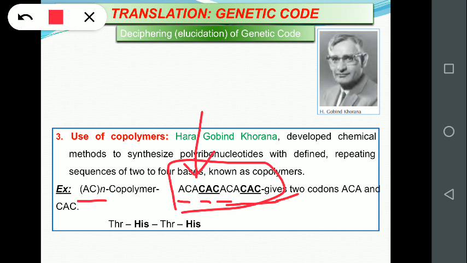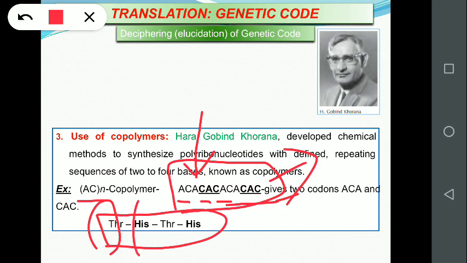So that means if we use a copolymer with two nucleotide repeats, then we will get only two different codons that are in an alternative arrangement. From this he was able to find out that a peptide is being synthesized when we use this two nucleotide repeat copolymer as mRNA. That peptide has two amino acids. The first one is threonine and the second one is histidine.